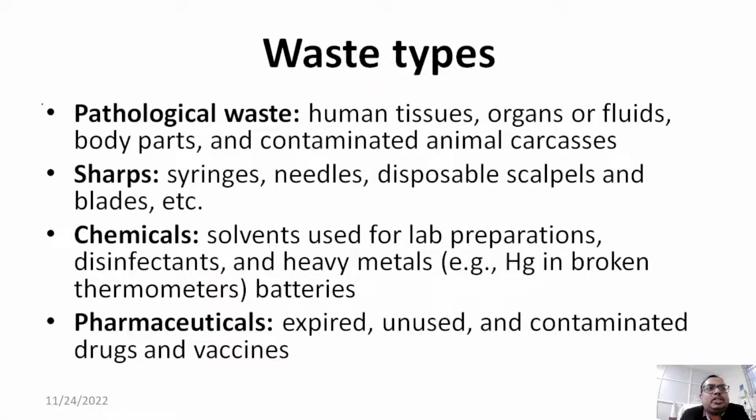Then there is pathological waste. Pathological waste includes human tissues, organs or fluids, body parts and contaminated animal carcasses. Then there is sharp waste. Sharp waste includes syringes, needles, disposable scalpels and blades. Then there is chemical waste, which is actually the solvent used for laboratory preparation. It can be disinfectant also, and heavy metals like mercury, which is often used in thermometers, as well as chemicals like lithium, which can be used in batteries. Then there is pharmaceutical waste, which includes expired, unused and contaminated drugs and vaccines.